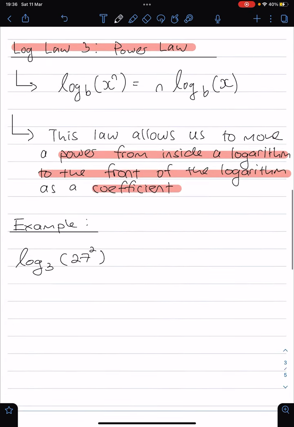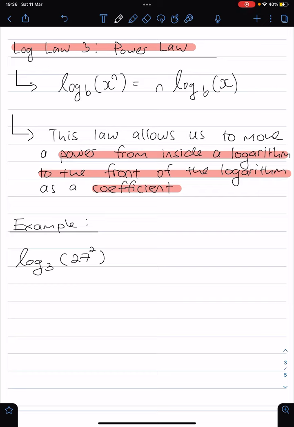Log law 3 is that of the power law. The power law is stated as such. Log b (x to the power of n) is then equal to n log b (x). This law allows us to move a power from inside a logarithm to the front of the logarithm as a coefficient.